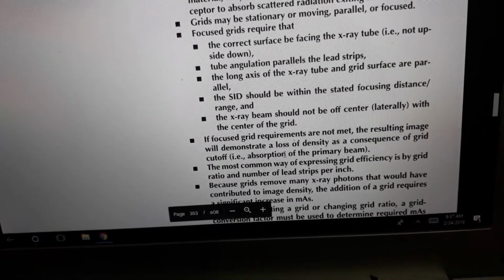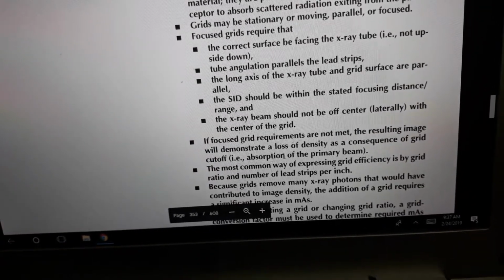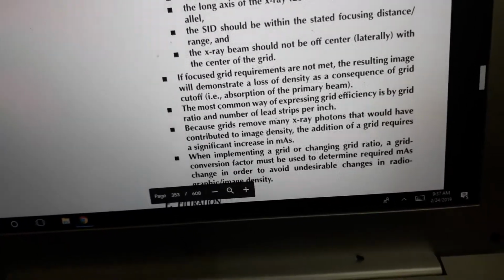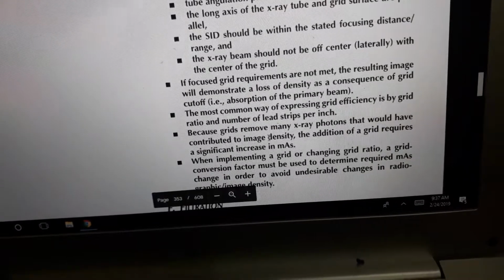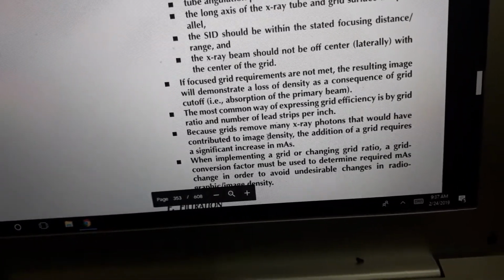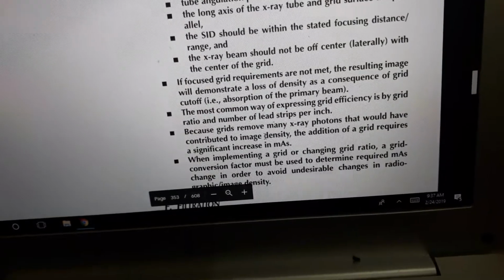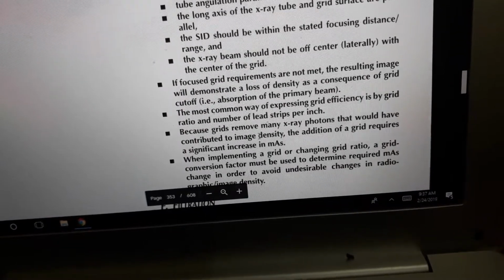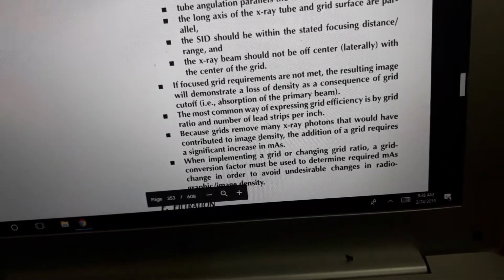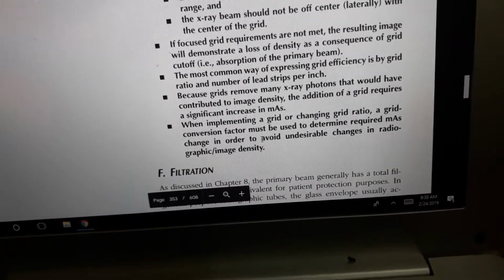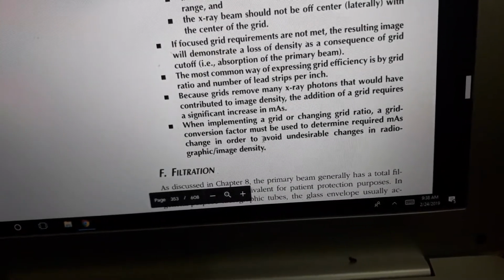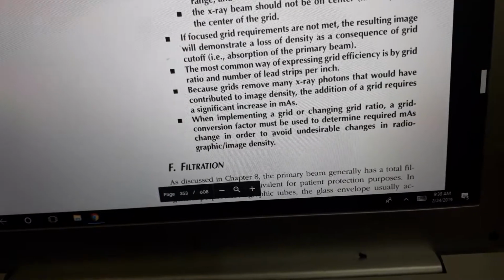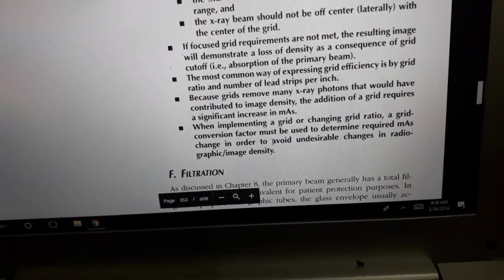The most common way of expressing grid efficiency is by the grid ratio and the number of lead strips per inch. Because grids remove many photons that would have contributed to image density, adding a grid requires a significant increase in the mAs. When implementing a grid or changing grid ratio, a grid conversion factor must be used to determine the required mAs changes in order to avoid undesirable changes to radiographic image density.